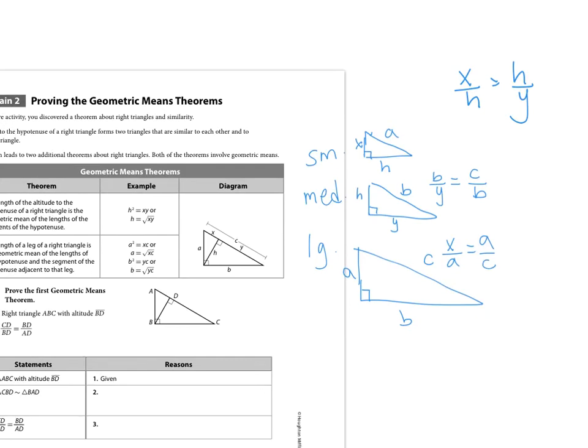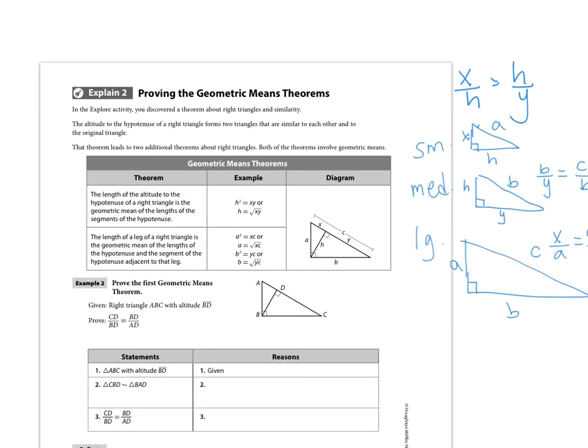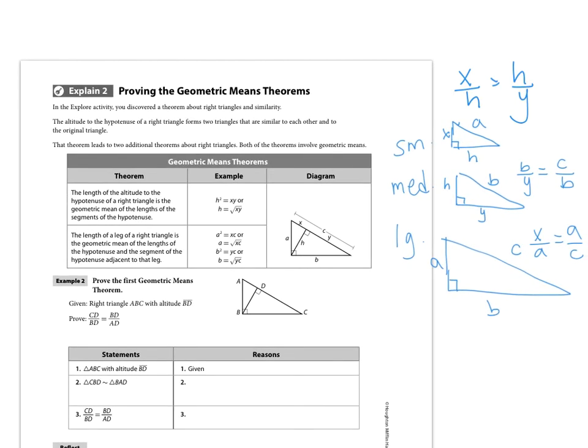as we move over to our theorem. Our theorem says the length of the altitude to the hypotenuse of a right triangle, remember altitude to the hypotenuse is this h, is the geometric mean, and we now know that that's solved by taking the square root of the product of these two values of the segments of the hypotenuse. The segments of the hypotenuse that they're talking about are x and y.